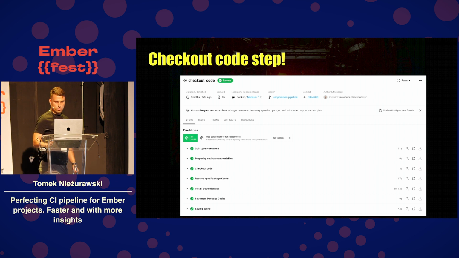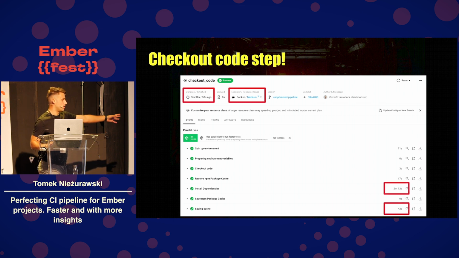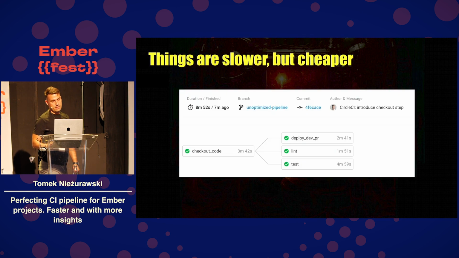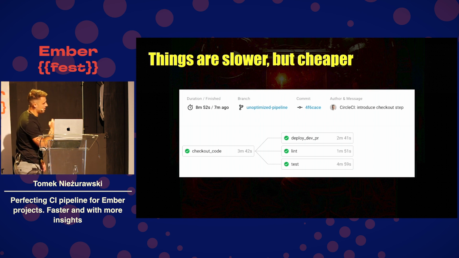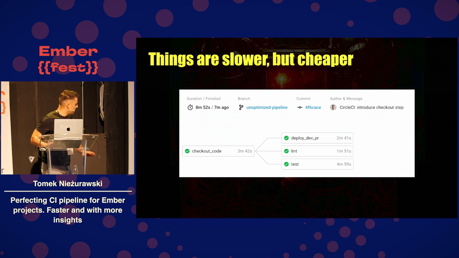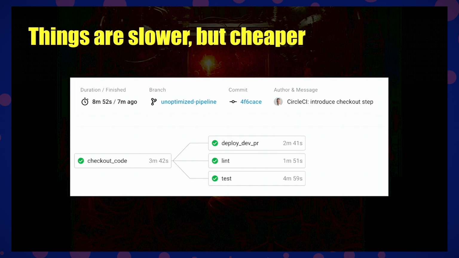And what we can notice here, we are even using an even smaller container. It still takes 2 minutes to install dependencies. But of course, now we have to save some cache. That's additional time. And the whole thing is 3 minutes, 30 seconds. So things are slower. We are still under 10 minutes, which satisfies me a lot and makes my life better. But yeah, it's slower, right?